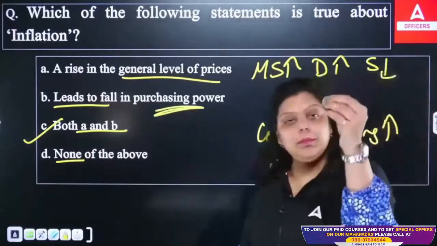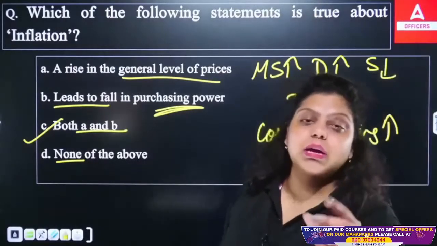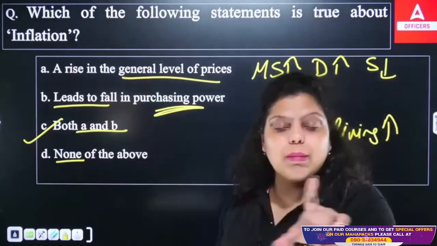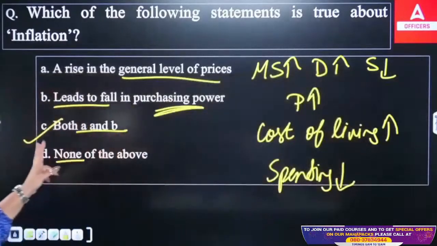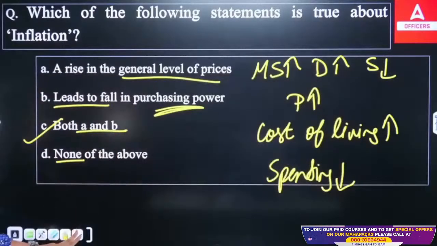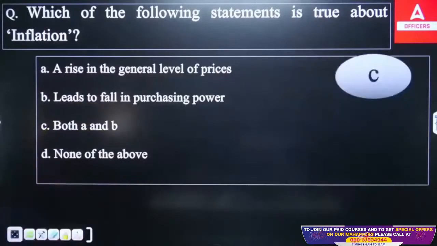Similarly, the money value is reduced because money will be able to purchase fewer goods and services compared to earlier. So the purchasing power of people and the purchasing power of money both will decrease. So the right answer will be option C, sorry. Okay, the right answer is C.